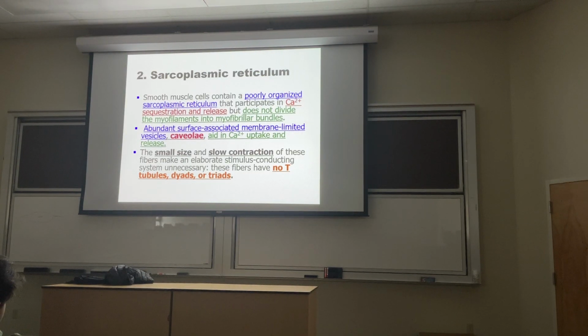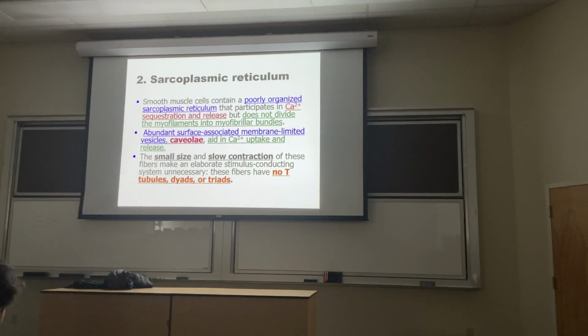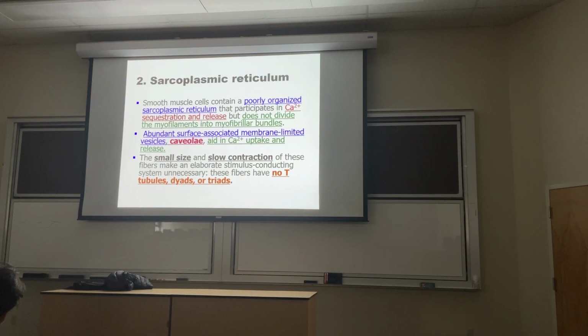There are no transverse tubules. The cells are so much smaller. You don't need to have the perpendicular or transverse tubules as part of your conducting system. So there's no diads, there's no triads, there's nothing like that.